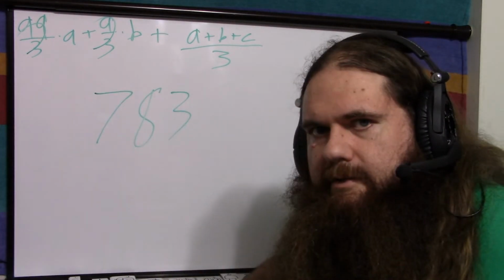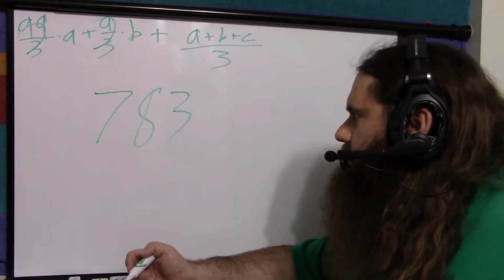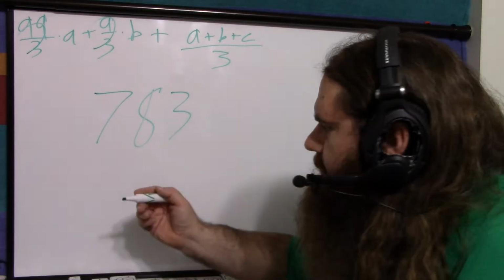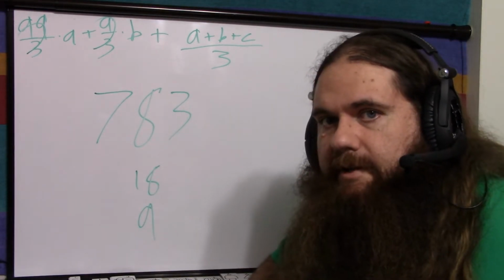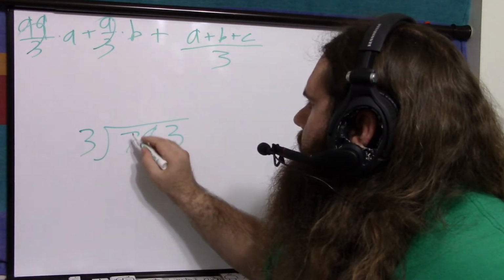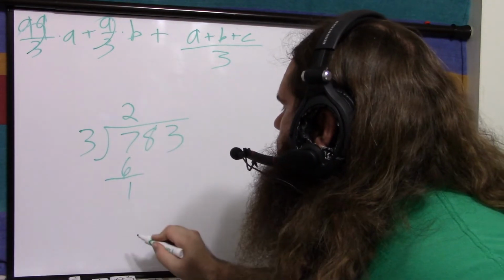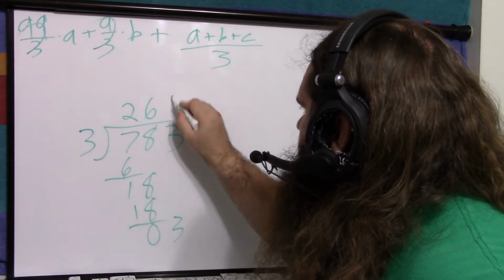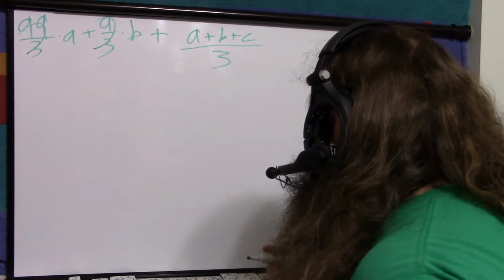If you have 783, that is divisible by 3. 8 plus 3 is 11. Plus 7 is 18. 1 plus 8 is 9. That is divisible by 3. Let's do it out longhand. 3 into 7, 2 times, 6, 1, 18. 6 times 3 is 18. It's 261.